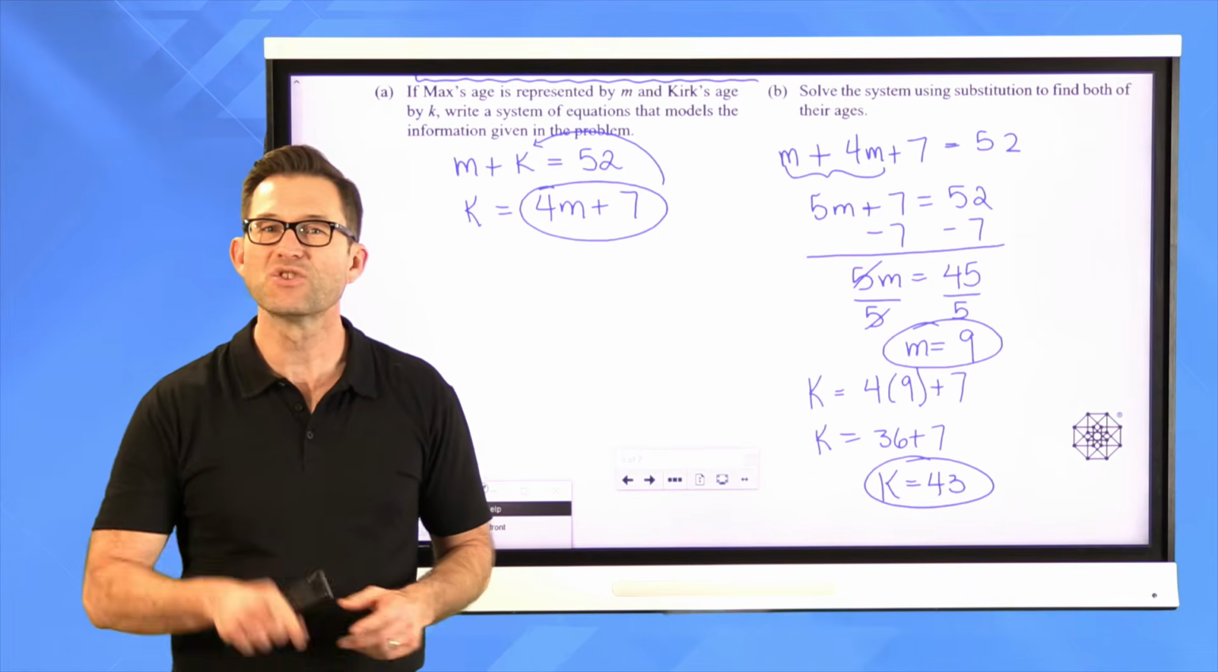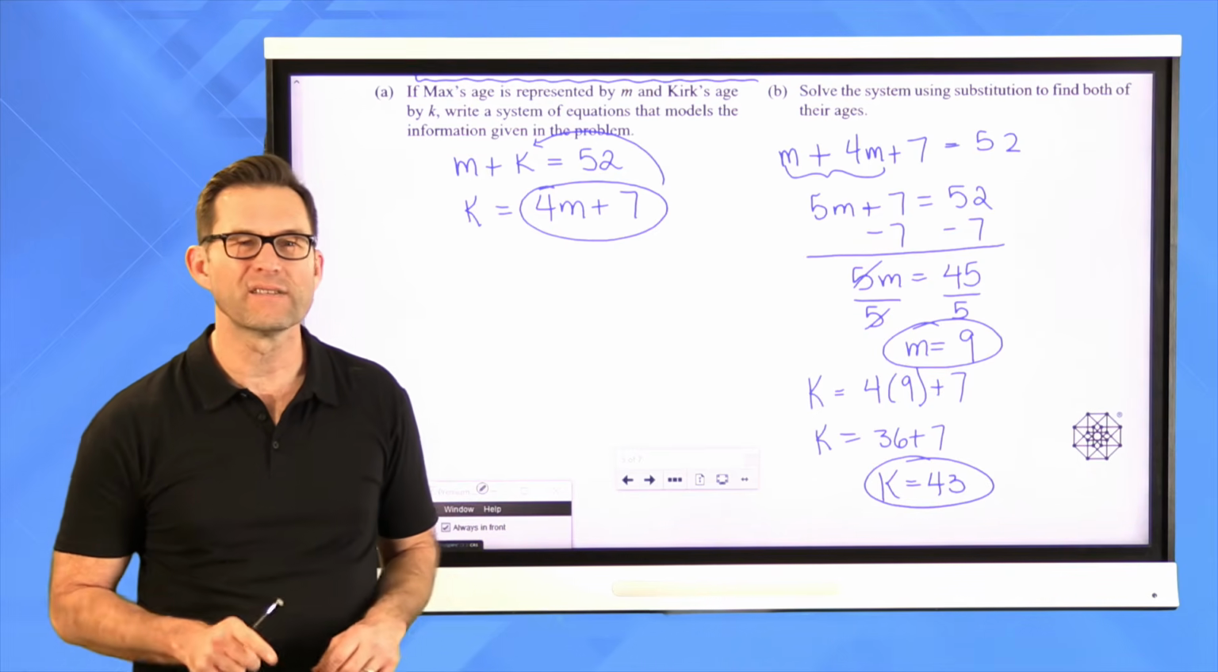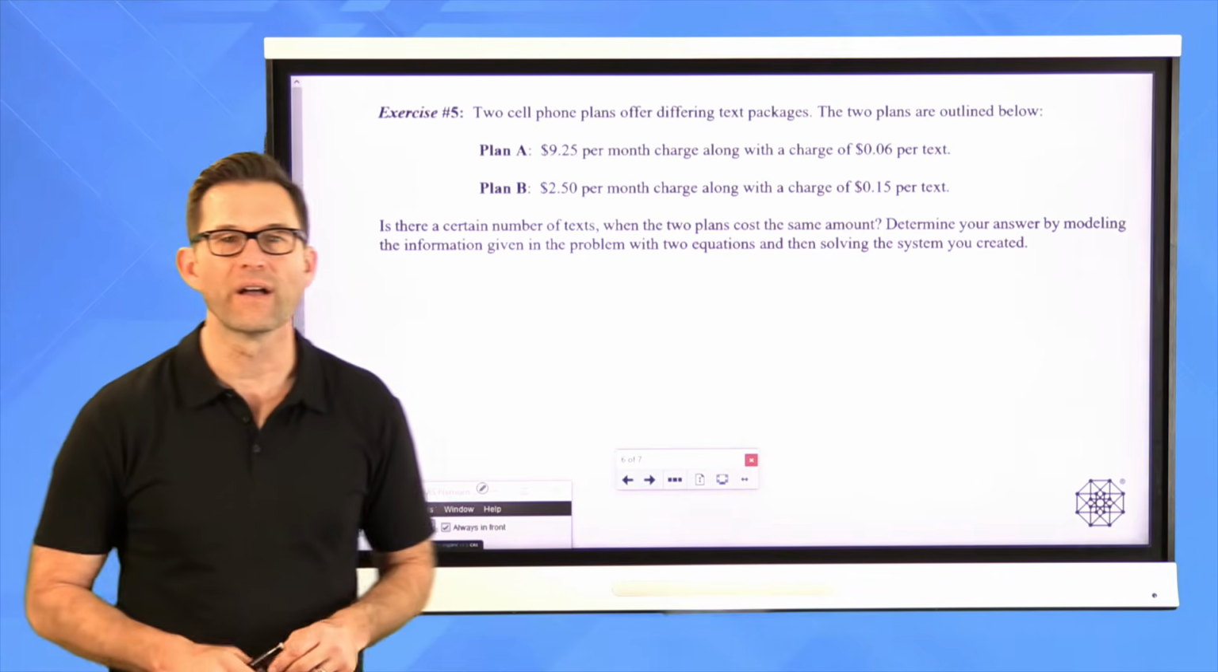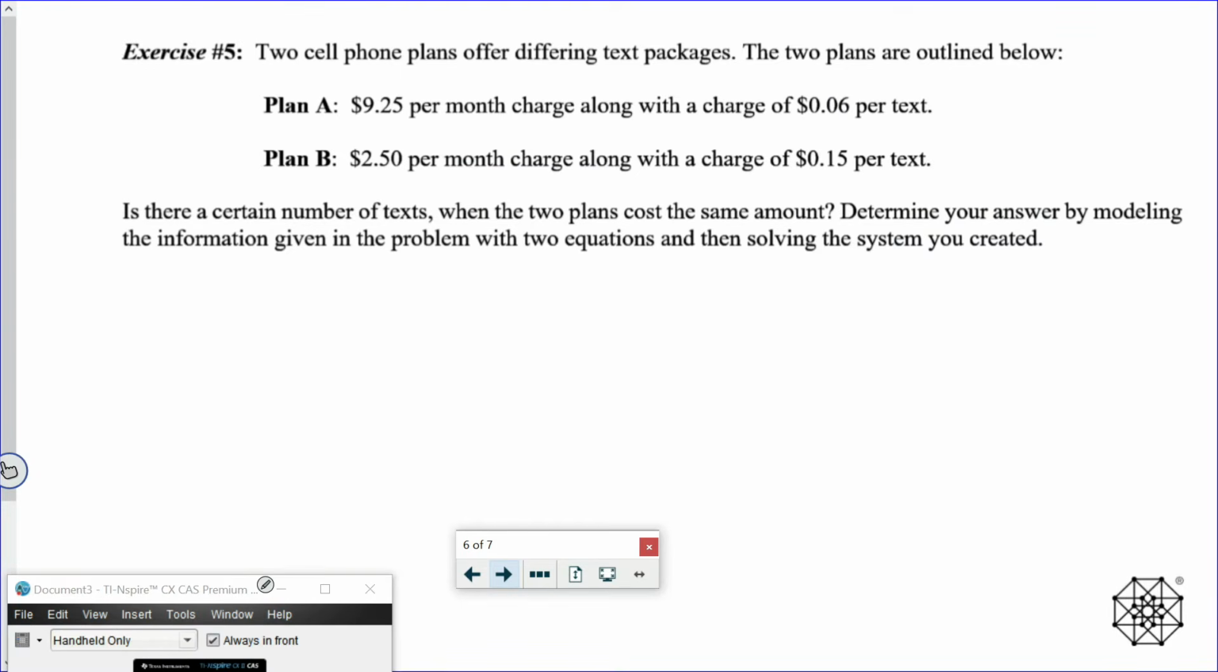All right, let's do one more problem. It's a little bit more messy, and you're definitely going to want your calculator on. All right, here we go. Exercise number 5. Two cell phone plans offer differing text packages. The two plans are outlined below.